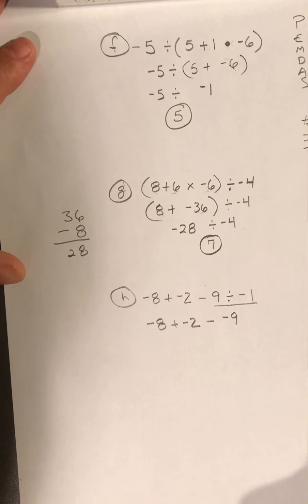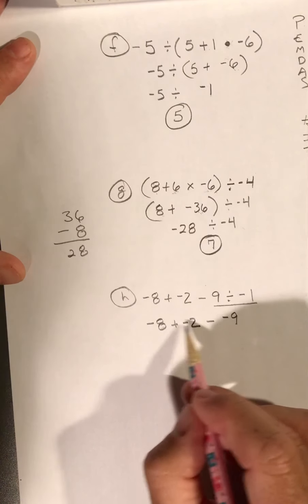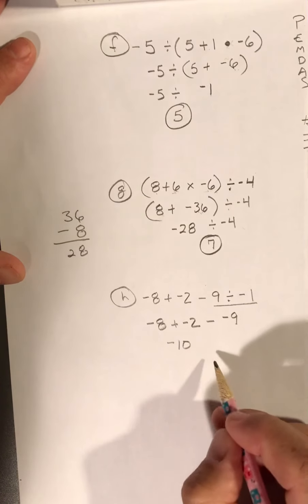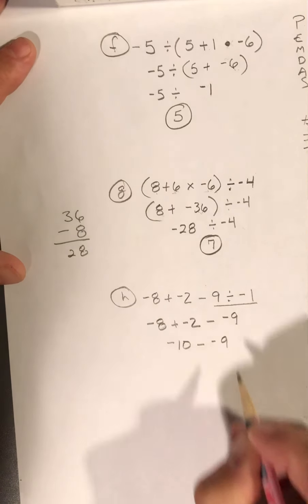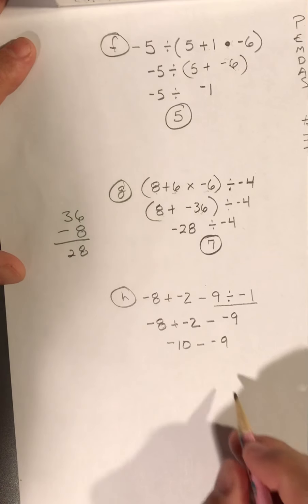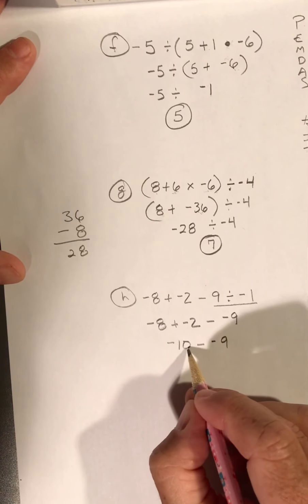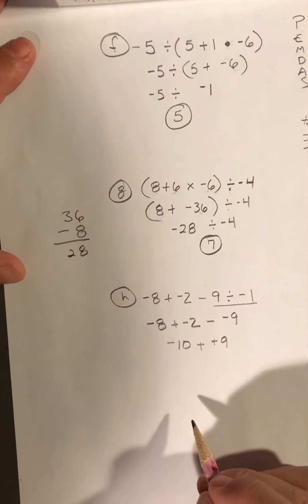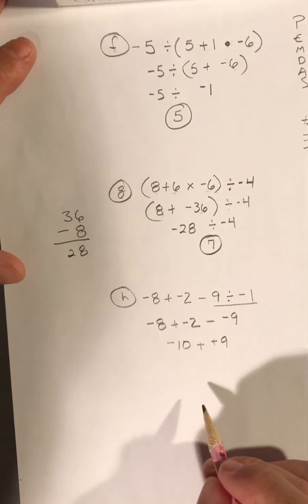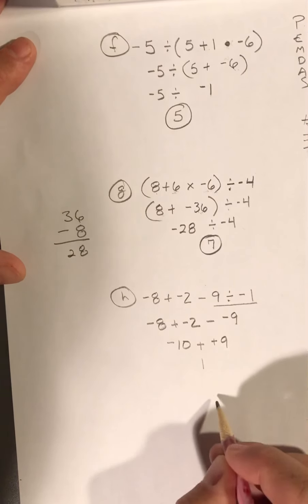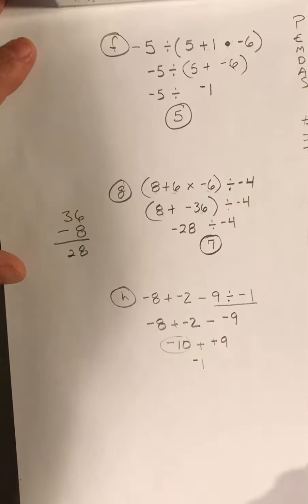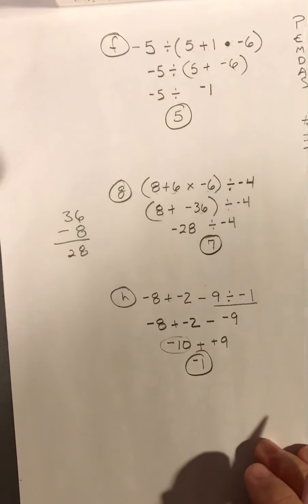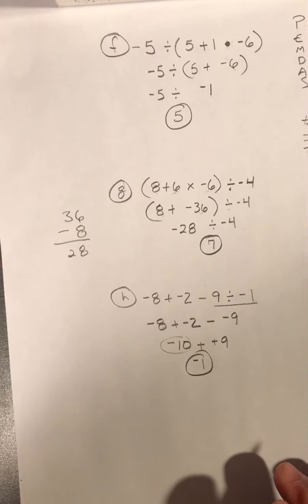Okay, now I have all additions and subtractions, so I can just go from left to right. Negative 8 plus negative 2, signs are the same, so I add them, keep the sign, bring everything else down. I have a subtraction here, so I might want to do my keep change flip here and change this into an addition. I have negative 10 plus positive 9. Now I have an addition problem where both of the signs are different, so I'm going to subtract. 10 minus 9 is 1, and I'm going to keep the sign of the larger absolute value. So negative 1. All right, I got one more for you.